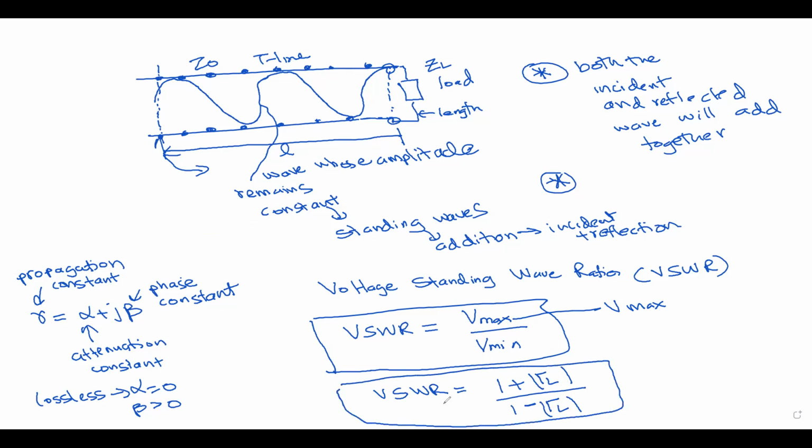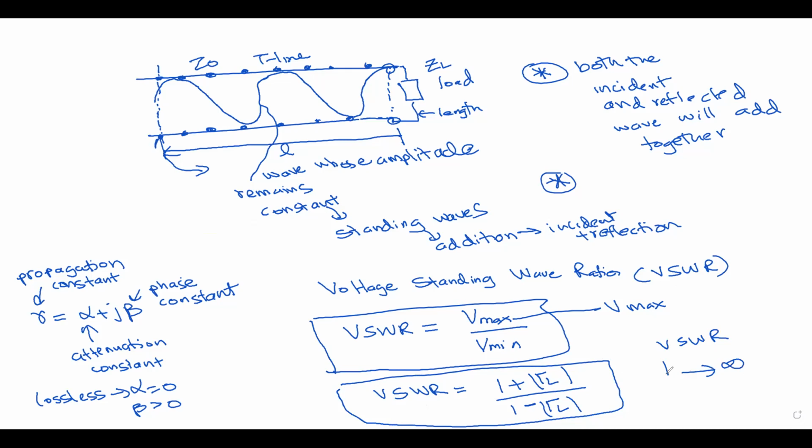So this will give us the VSWR value. If we have the value of the reflection coefficient, we can find the VSWR value, right? So the VSWR value can vary from a value of 1 to infinity.